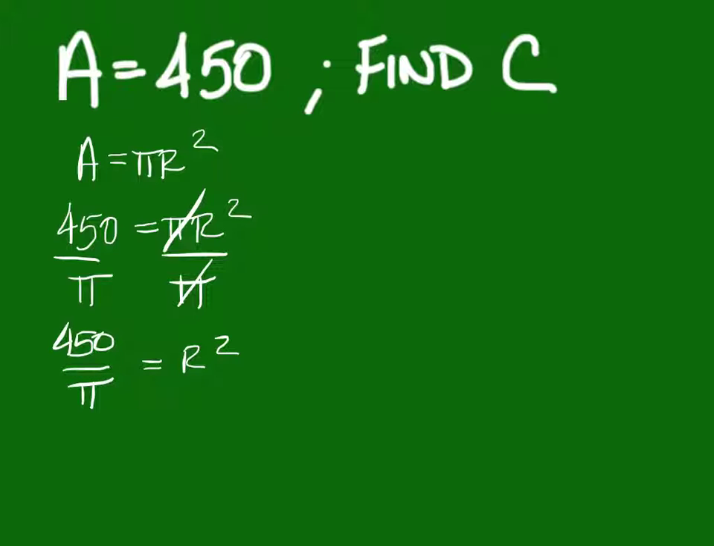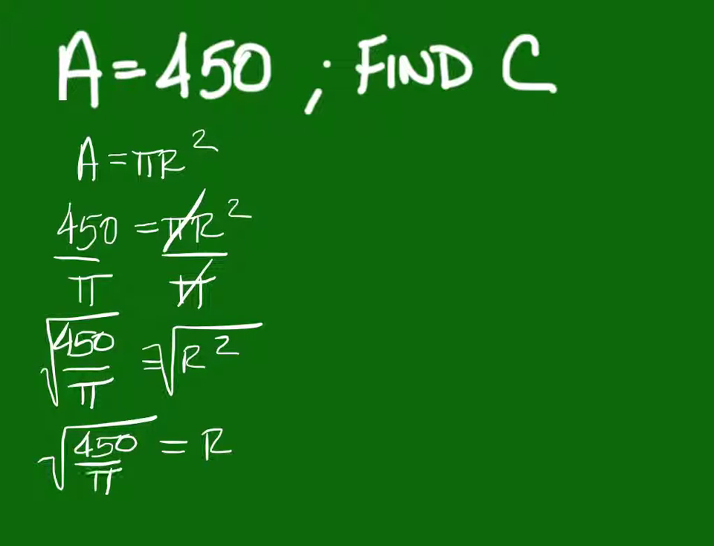Now you have to get r squared simplified down to r. So to do that, you need the square root of both sides. And that leaves you with the square root of 450 over pi. Now you're trying to find c. The formula for c is c equals 2 pi r.